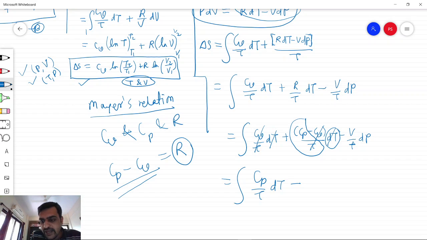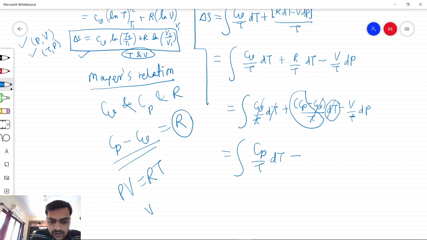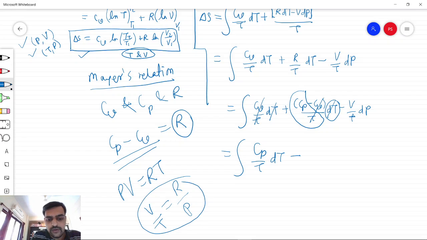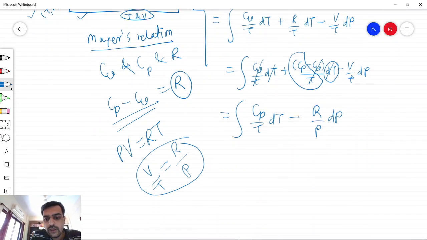now this V by T dP can also be replaced again, since from the ideal gas equation PV is equal to RT, we have V by T is equal to R by P, right? V by T is equal to R by P. So instead of V by T, we will write here R by P dP, which is equal to integral Cp by T dT minus R by P dP.